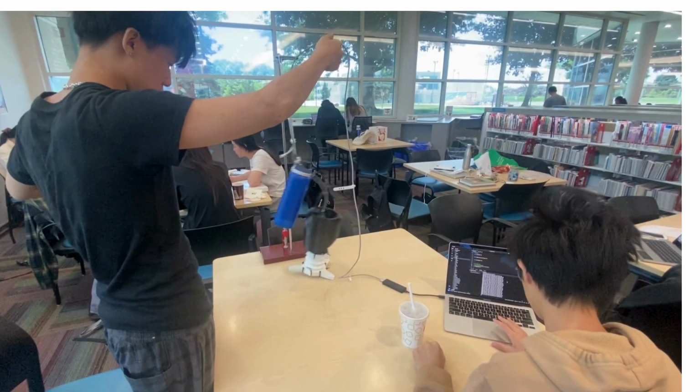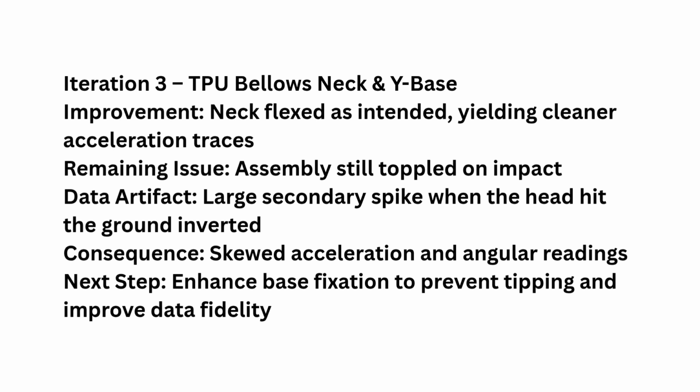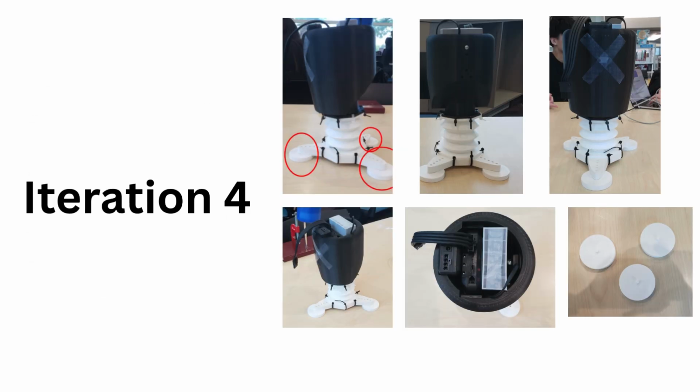We can see the neck did slightly bend, and we did have a slightly nicer data representation. However, the problem with the neck and the head being knocked over completely still persisted, which meant the neck did not fully do its job. This was still not very accurate. The data reflects something similar because we can see a huge spike after it falls onto the ground in the opposite direction. This definitely skews our data, and we need to better secure it to the ground.